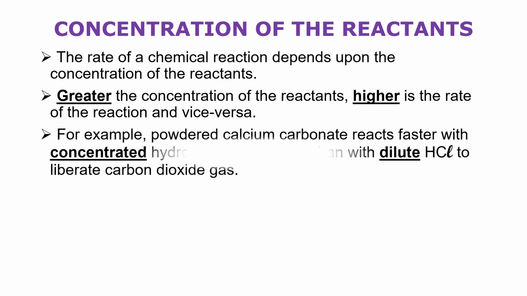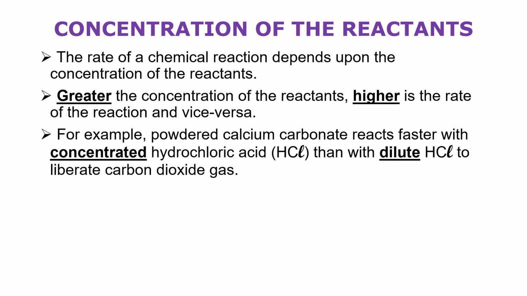Let's see one example. For example, calcium carbonate reacts faster with concentrated hydrochloric acid than with dilute HCl to liberate carbon dioxide gas. So if you take powdered calcium carbonate in two test tubes, both test tubes the same thing, powdered calcium carbonate, and in one test tube you put concentrated HCl, in the other test tube you put dilute HCl. So where will the reaction happen faster? Obviously in the first test tube, because you added concentrated, strong HCl.